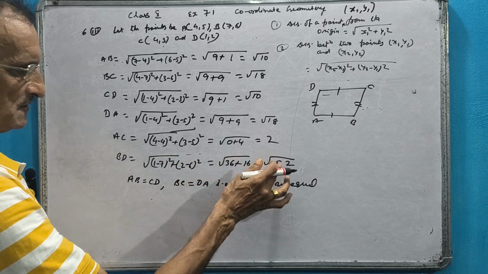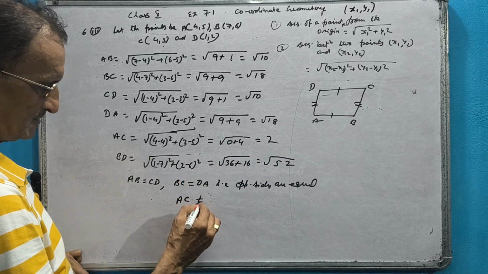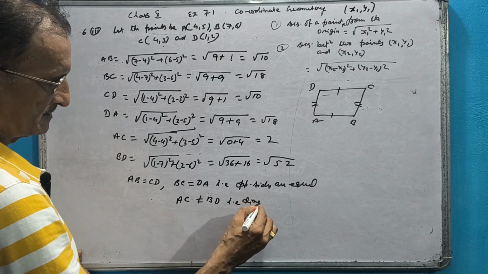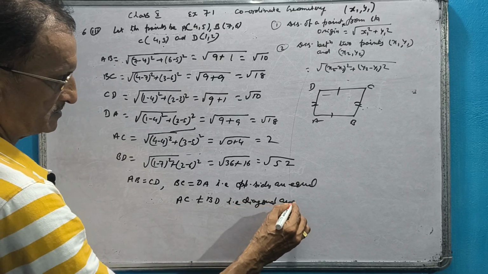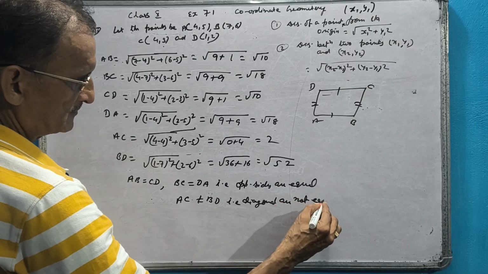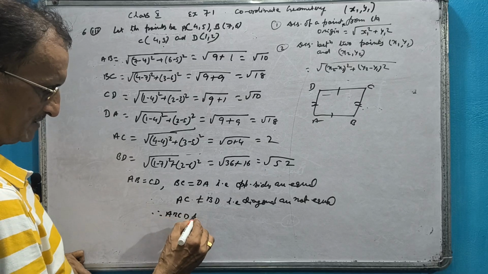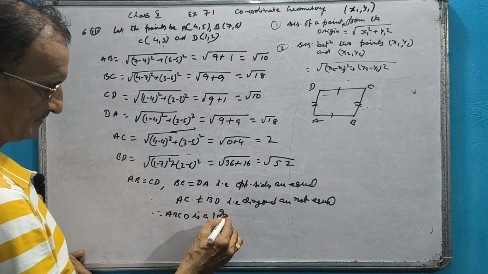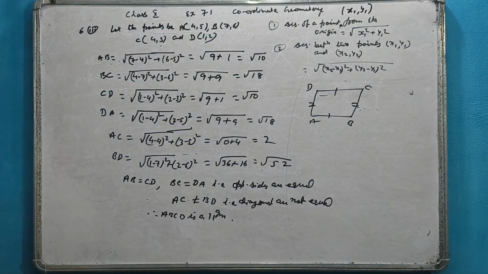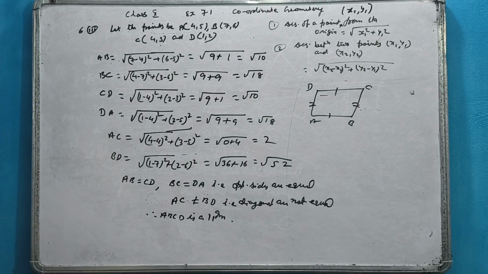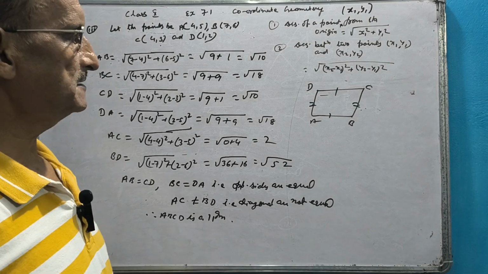We have got AC is not equal to BD. What is the meaning? That is, diagonals are not equal. Therefore, ABCD will be a parallelogram. If only opposite sides are equal, it will be a parallelogram. If we have got diagonals equal, then it will be a rectangle. Okay? Opposite sides are equal, but diagonals are not equal, so it will be a parallelogram.